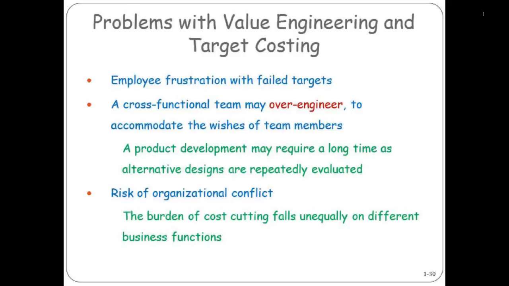What are some of the problems with value engineering and target costing? Employee frustration, either because of a failed target or because of re-engineering that is often painful. A cross-functional team may over-engineer. I think the next slide is going to give us a chance to see that. To accommodate the wishes of team members, the concept of groupthink. Everyone gets together and they say, wow, we need this, we need that, isn't it going to be wonderful? Before you know it, you've over-engineered things.